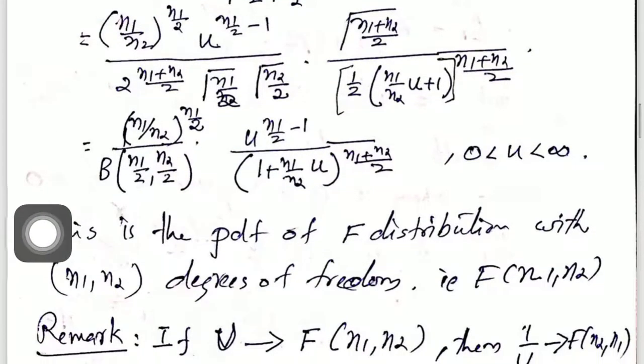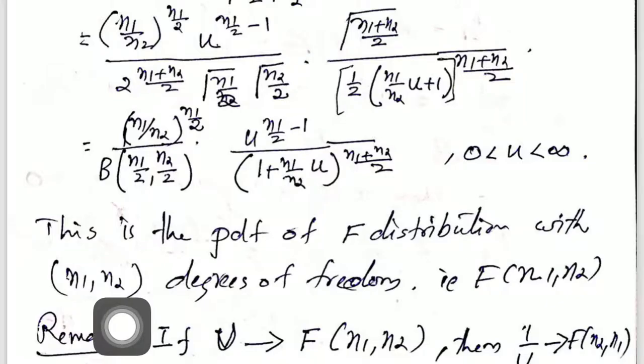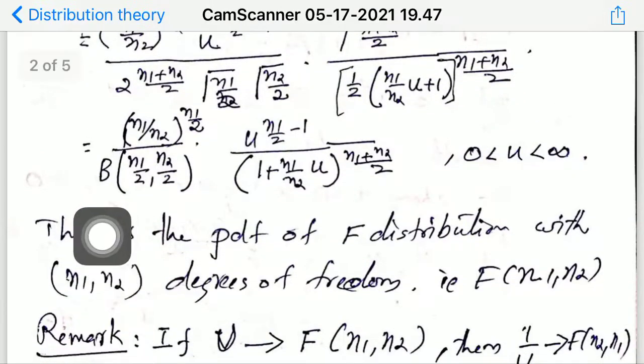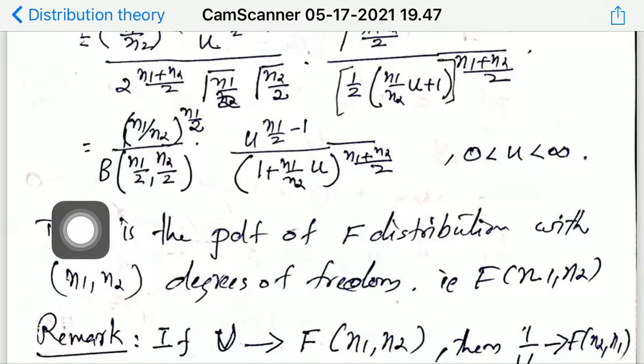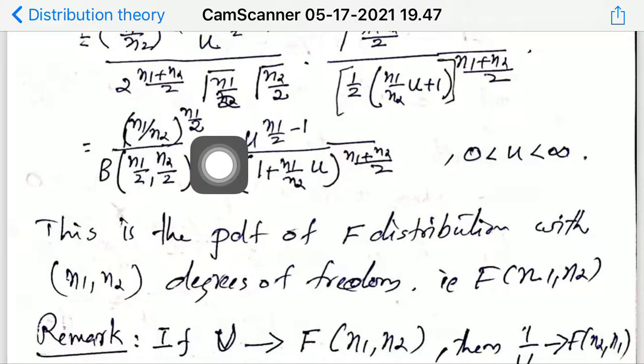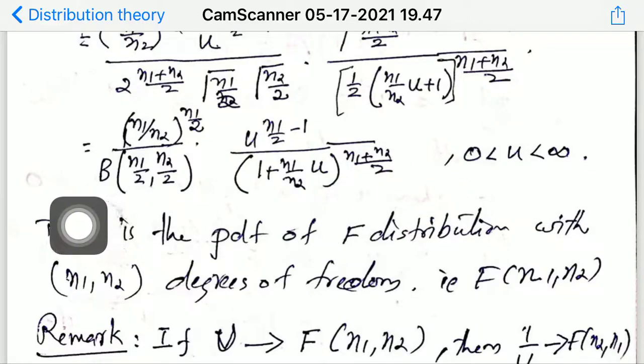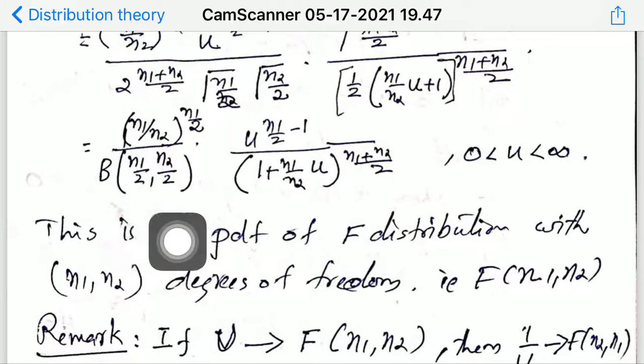Okay, so here u follows an F distribution with degrees of freedom n1 and n2. So you can define a random variable capital X following an F distribution if its PDF is given by this quantity, where u can be replaced by x because we are dealing with the random variable x, and x takes values from 0 to infinity. So you can easily obtain the PDF of the F distribution.